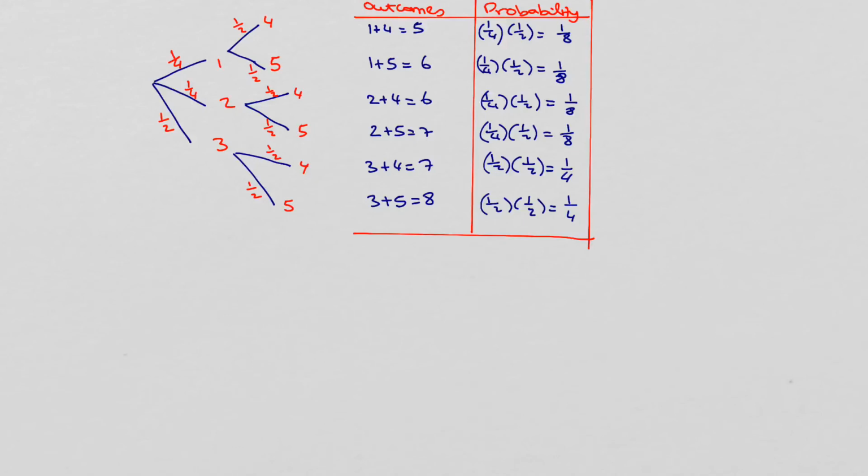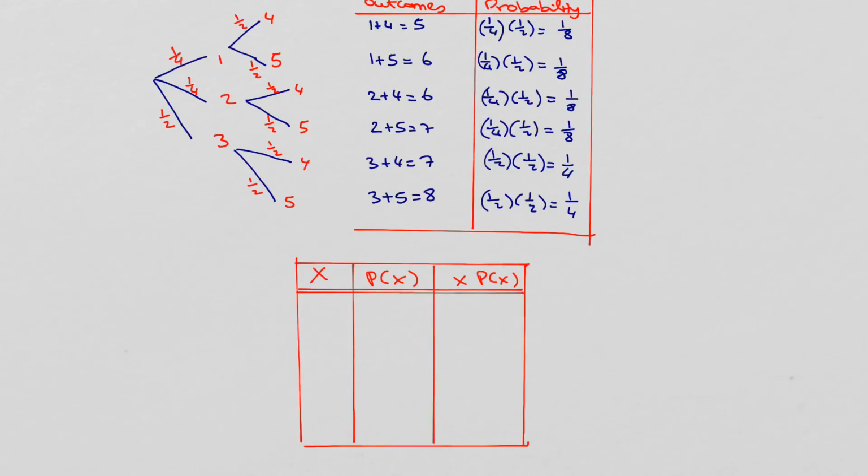Okay, so now we have to make our probability distribution table. So in other words, we're going to look at what is my outcome, what's the probability of that occurring, and then if I multiply the two of those, I can work out my expected value. So let's fill out this table. Okay, so what are our outcomes? Well, we can get a sum of 5, a sum of 6, a sum of 7, and a sum of 8. Okay, so the probability of getting a sum of 5, we can see from our tree diagram, is 1/8.